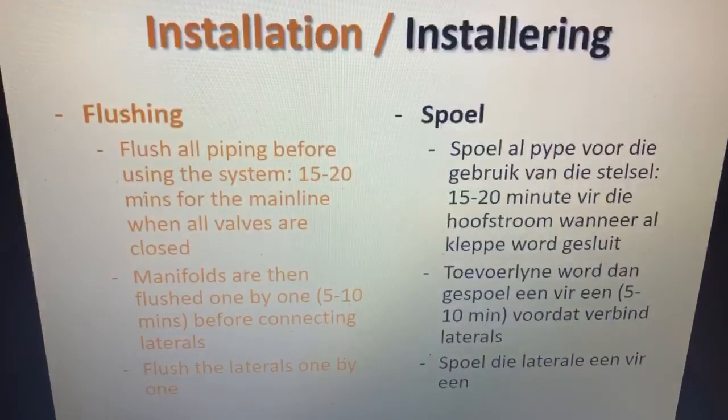Then flushing. Flushing needs to be done when you install a new system, and that just means that you're sending a lot of water through your pipes to make sure that your pipes are clean. So you do that with your oil piping, 15 to 20 minutes for the main line, and then your manifolds, so your other pipes, are 5 to 10 minutes before they are used.